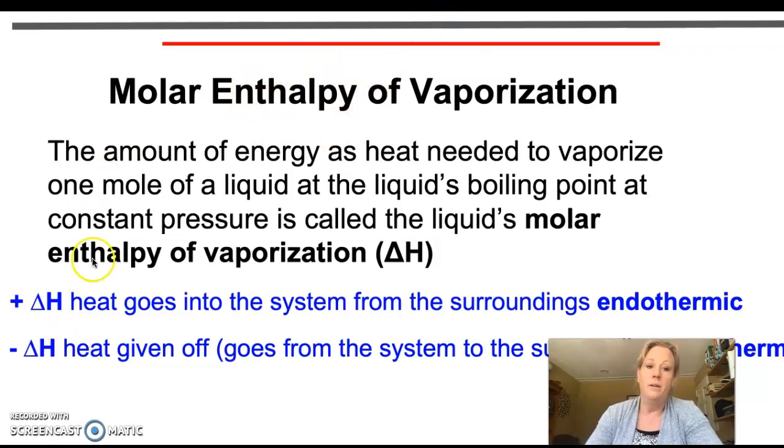So we're going to be starting to see the letter H, which is enthalpy. So a positive delta H, or change in enthalpy, means that the energy is going into the system, so it would be an endothermic process. And when the change in enthalpy is negative, then the energy is coming out of the system, and it's an exothermic process.